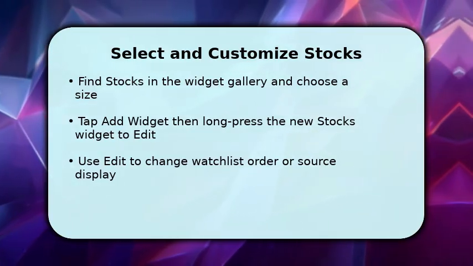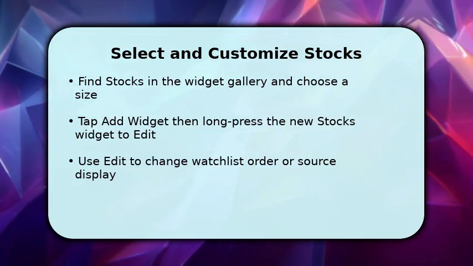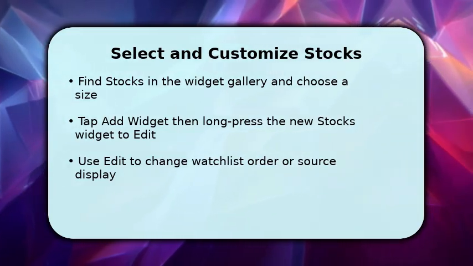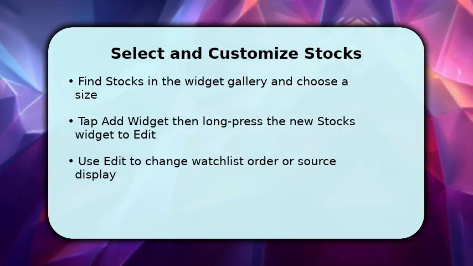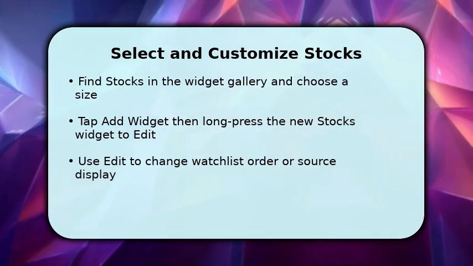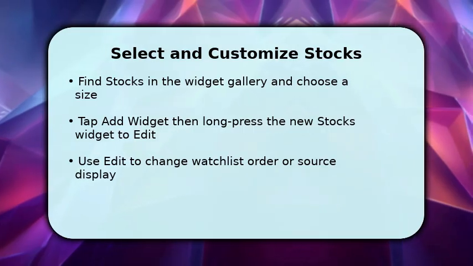Tap Add Widget and then long press the Stocks widget to reveal Edit Widget. You do this so you can change which symbols appear and whether performance is shown as percentage or absolute change. Make sure to select the right watch list and reorder tickers. These settings control what you'll immediately see on your home screen.